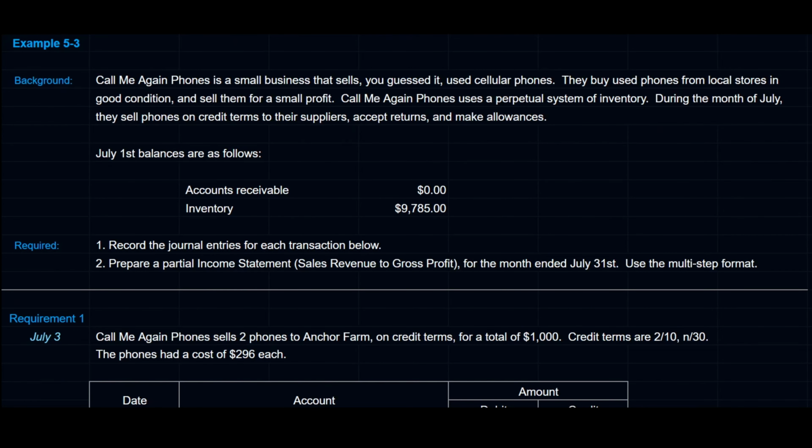Now is a good time for us to get going on example 5-3 and a good time for you to pause the video, download the spreadsheet, and try out the questions on the required. If you've had a chance to do that already, let's get right to it and walk through the solution together.